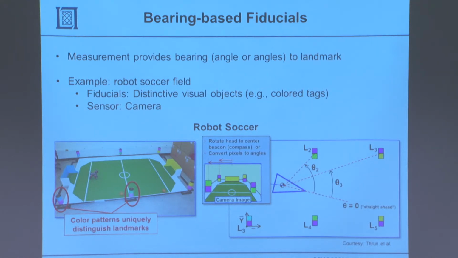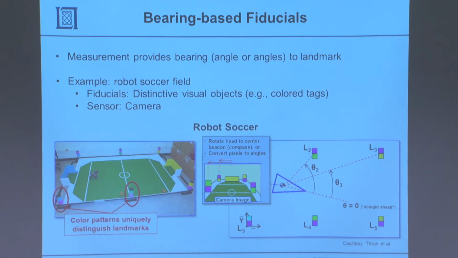So let's first talk about bearing-only fiducials. These are fiducials that only provide you with some idea of your relative angle to those fiducials. One well-known example is the colored tags that are used in the robot soccer game. They engineered this robot soccer field with these uniquely identifiable color tags. So there's green on top of magenta or yellow on top of magenta. So the color combination makes it uniquely identifiable.